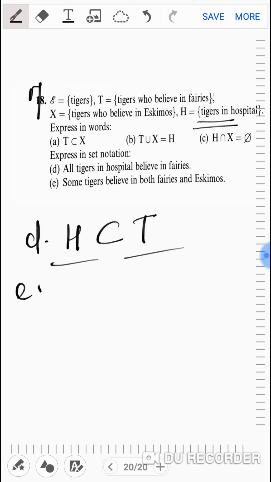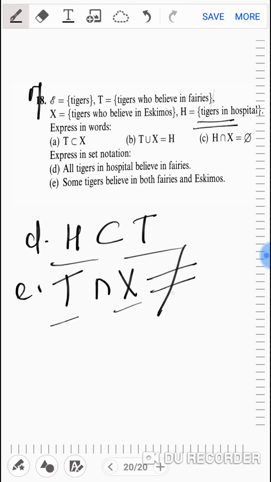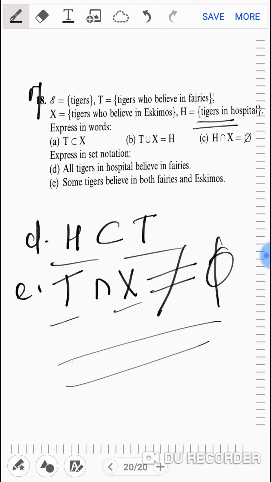Next, some tigers believe in both fairies and Eskimos. So there is an intersection between tigers who believe in fairies and tigers who believe in Eskimos. So you can write there is an intersection in between them. That set is not equal to null set. So that is the symbolic expression of these words. Clear? So I'll stop it here.